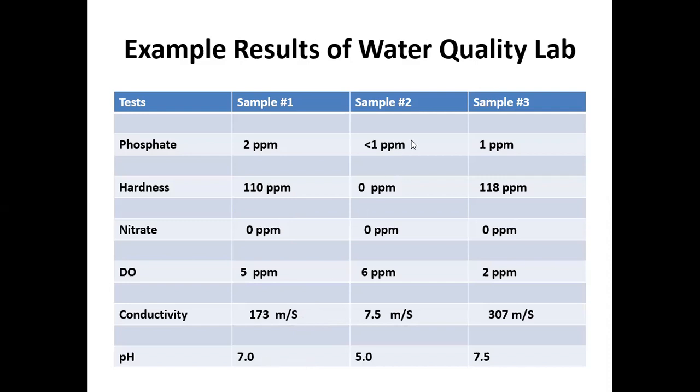Sample 2, it's got very low phosphates, no hardness, no nitrates, high dissolved oxygen, but very little conductivity, and the pH is 5. If I had to guess about sample 2 here, I would probably say that would be distilled water. Because you can have dissolved oxygen in the water and it's not going to come out with distillation, but you have such low conductivity and low phosphates and no hardness and no nitrates. I would think that would be distilled water there.